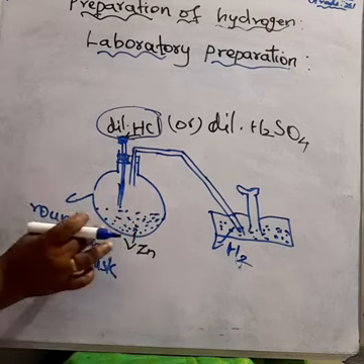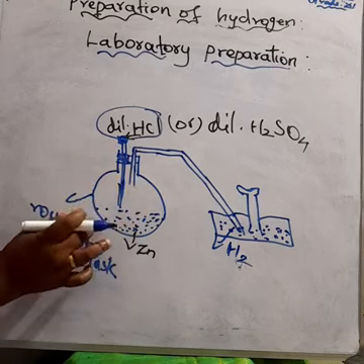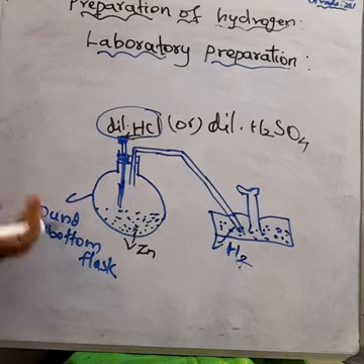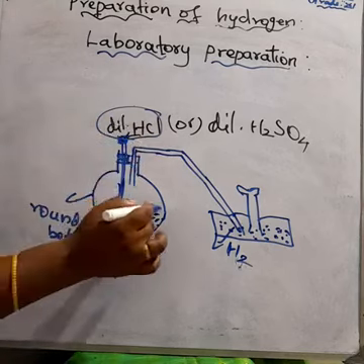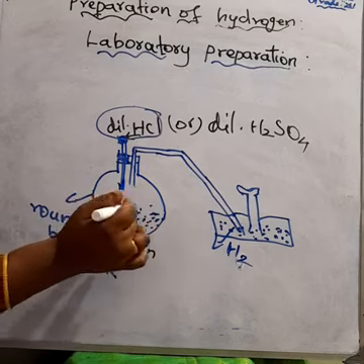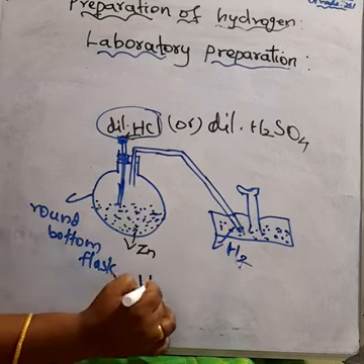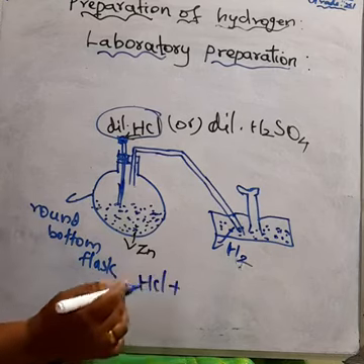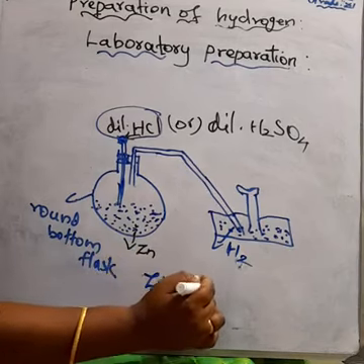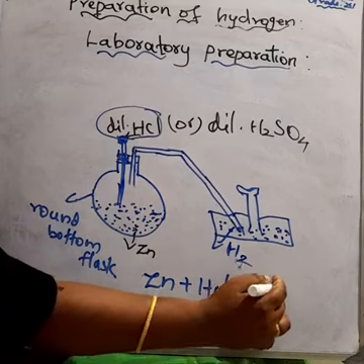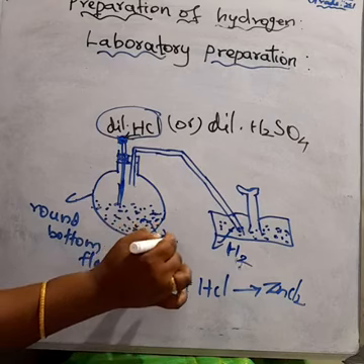This zinc dust we have taken in the round bottom flask, and dilute hydrochloric acid is also poured into the round bottom flask. When hydrochloric acid reacts with the zinc, a displacement reaction takes place here. The zinc displaces the hydrogen from the hydrochloric acid, so it forms zinc chloride. Zinc chloride is left in this round bottom flask, and hydrogen gas is evolved.